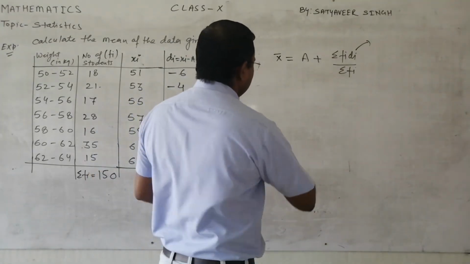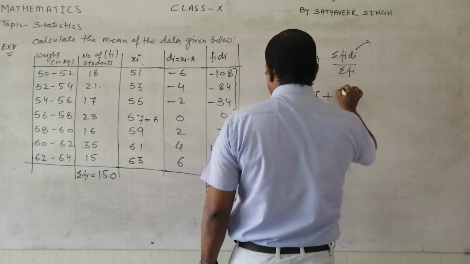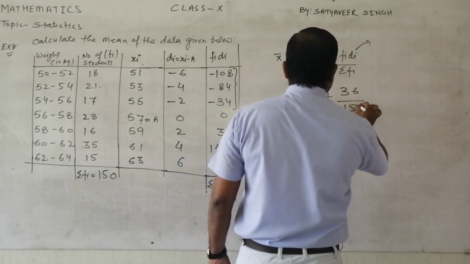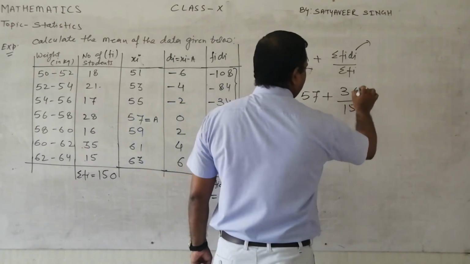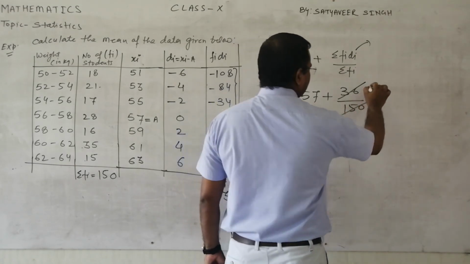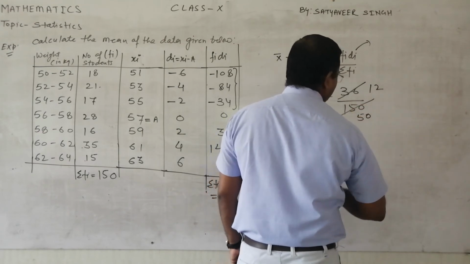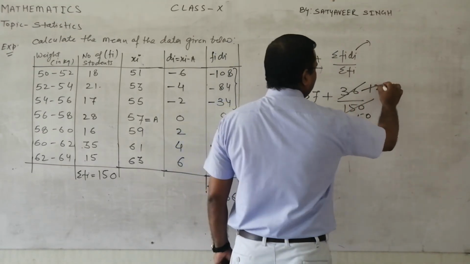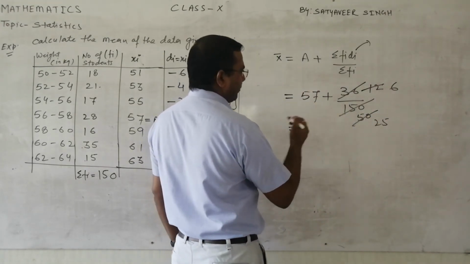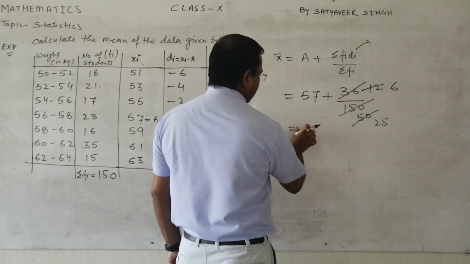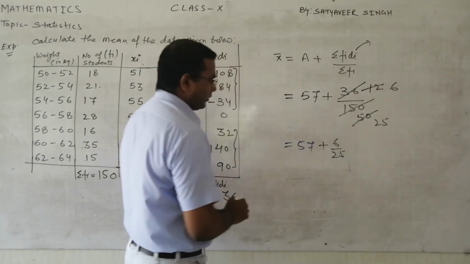Just these values were required here, and now what we will do is quickly put these values in the formula. So this is 57 plus 36 upon 150. We will solve it further. We can divide it by 3 also: it is 50, and further we can divide it by 2, it is 6 upon 25. So the simplification we got is 57 plus 6 upon 25.